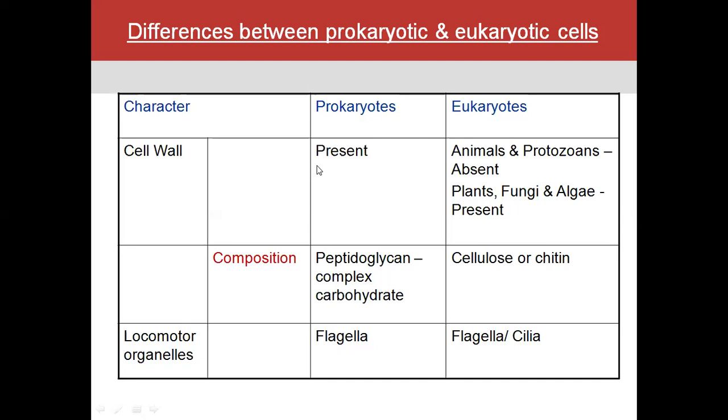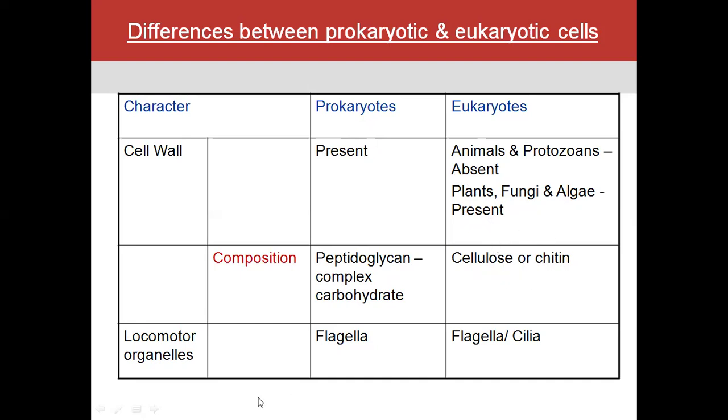Next, cell wall. In prokaryotes, bacteria, cell wall is present, and it is made up of peptidoglycan, which is a complex carbohydrate. In case of eukaryotes, in animals and protozoans, the cell wall is absent. In plants, fungi, and algae, cell wall is present. If you see plants and others, their cell wall is made up of cellulose, and the fungal cell wall is made up of chitin.